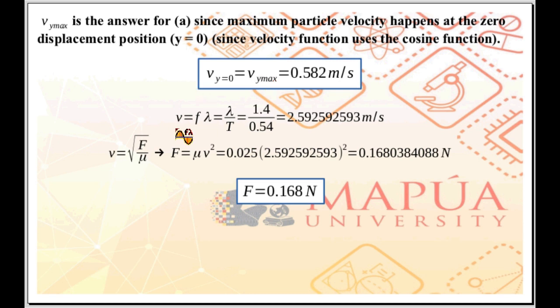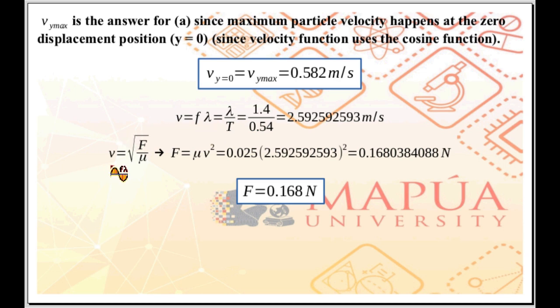We have a periodic wave. v is equal to f lambda. f is just the inverse of the period, so v is also equal to lambda over T. We know the period, 0.54 seconds. The wavelength is also given, 1.4 meters. Thus, we are able to calculate the speed of the wave, 2.593 meters per second.